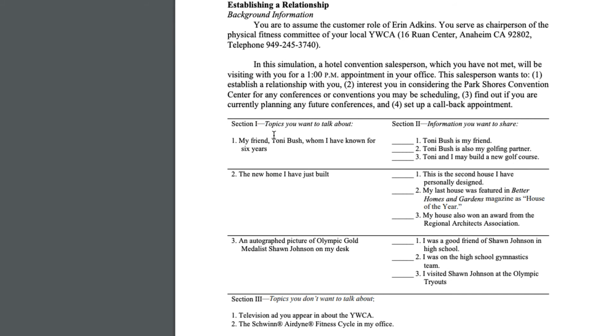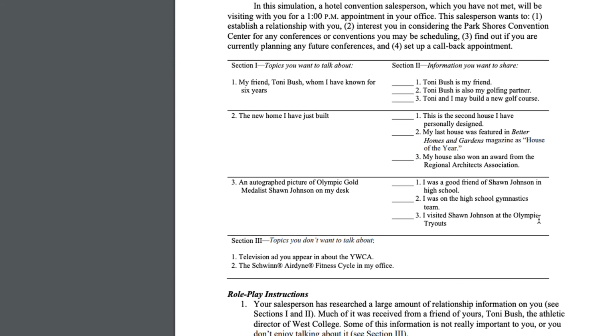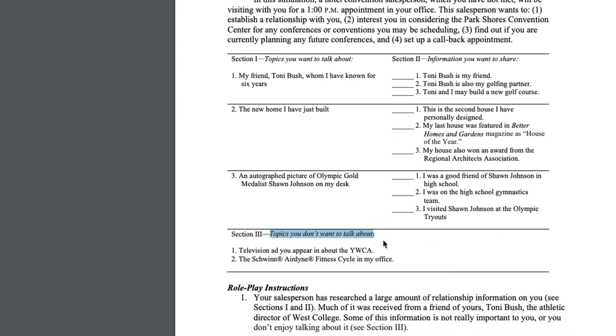So for instance, if the salesperson brings up the topic of Tony Bush, then that's something that you're interested in. You're going to give out some more information, maybe perhaps say, yes, Tony Bush is a golfing partner of mine, okay? So it's important to give out information one at a time. And also take note, there are some topics that you don't want to talk about. Okay, so if that salesperson talks about something like you appearing on television, or something about your fitness cycle in your office, you're going to react differently. So just take a look at the instructions on how you would react.